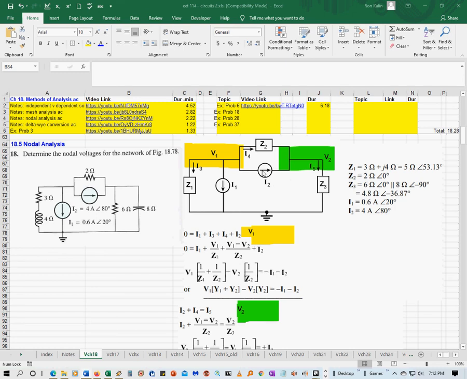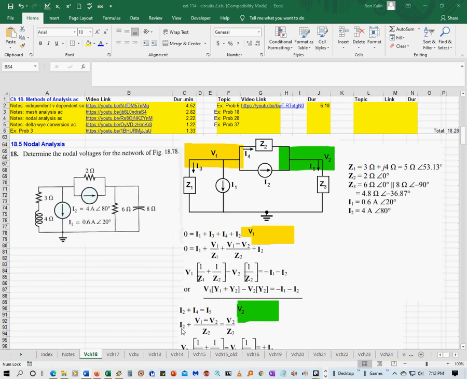Likewise, you do a similar process for node V2. This current is already defined, and I4 is still going this way. So the only other unknown current you have is this I5 going through Z3. So the currents coming into the V2 node are I2 plus I4, and the current leaving the node is I5. So they wrote that KCL equation right there, and then you simplify that.